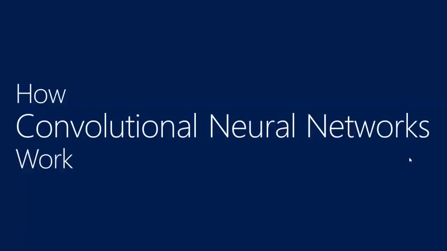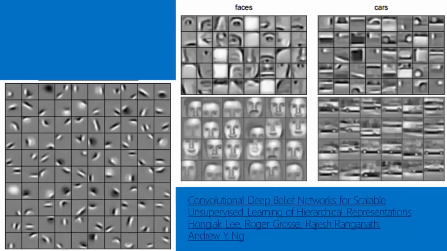Hello, welcome to How Convolutional Neural Networks Work. Convolutional neural networks, or ConvNets or CNNs, can do some pretty cool things. If you feed them a bunch of pictures of faces, for instance, they'll learn some basic things like edges and dots, bright spots, dark spots.